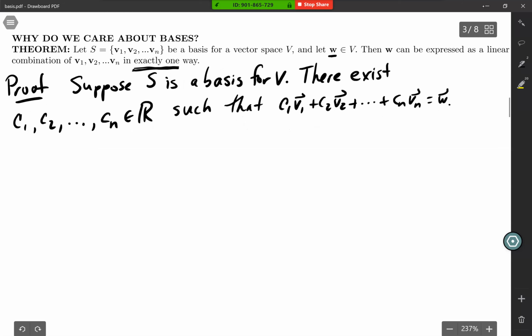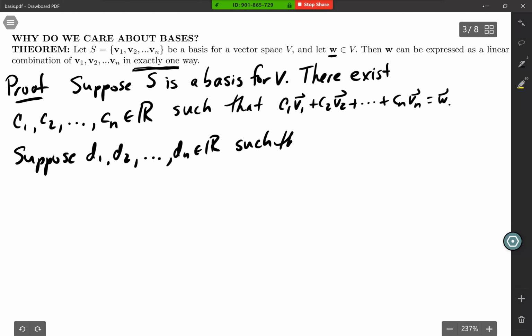So for uniqueness, let's suppose that we also have d1, d2, out to dn that are scalars, such that the same thing happens. d1v1 plus d2v2 plus ... dnvn equals W.